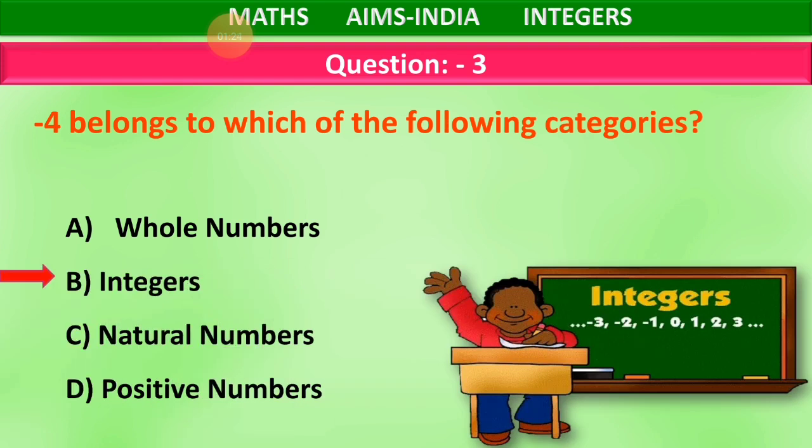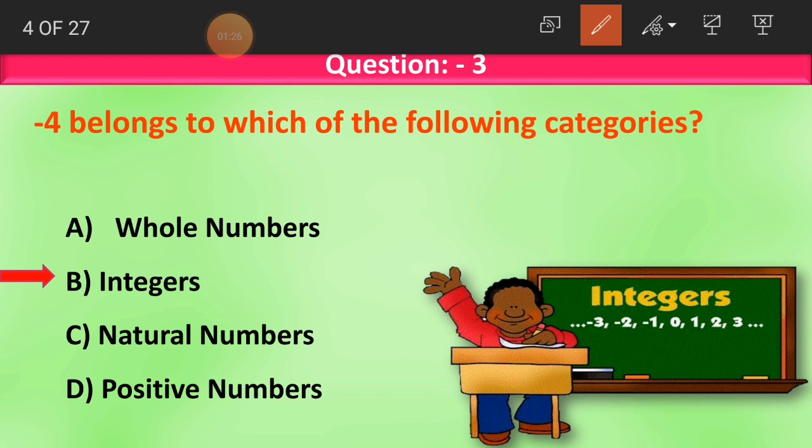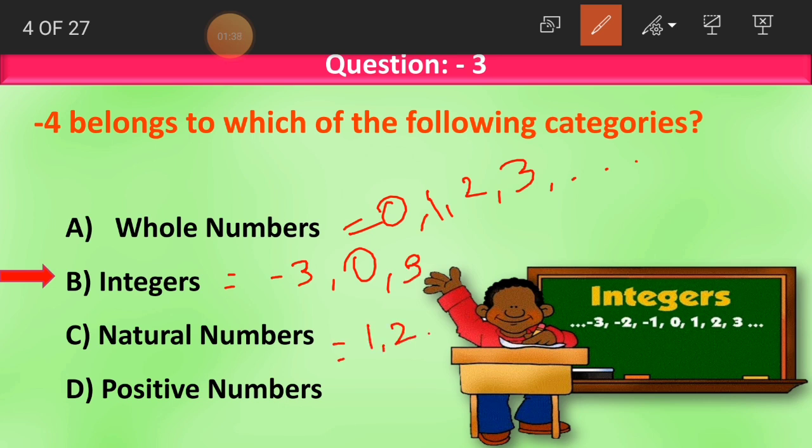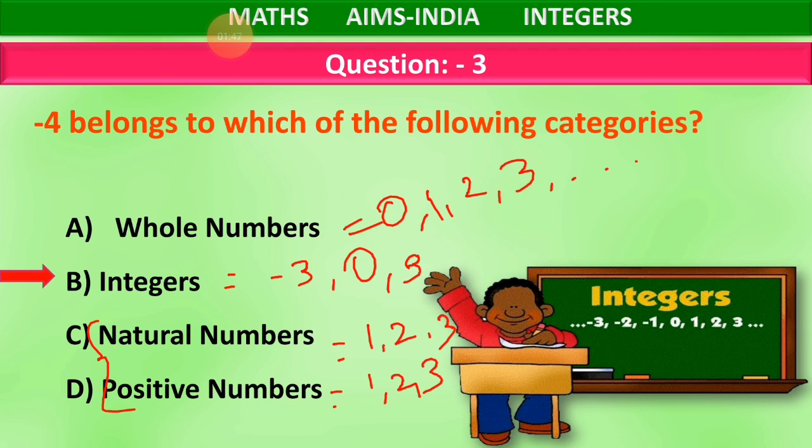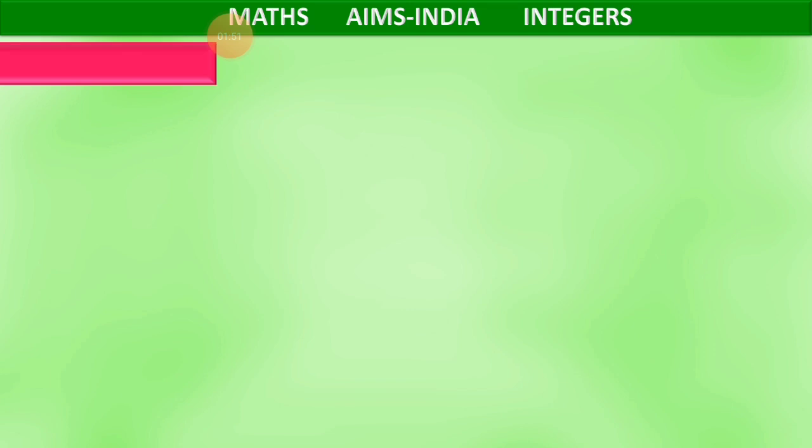Yes, option B. Integers. Whole numbers consist of what? Whole numbers consist of positive numbers starting from 0. Integers have negative numbers, 0 and then positive numbers. Natural numbers start from 1, 2, 3. What are positive numbers? Positive numbers and natural numbers are the same. They are also 1, 2, 3 and so on. So -4 here belongs to the integers category.